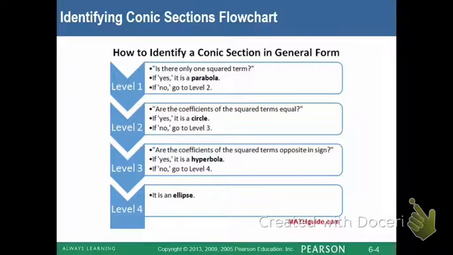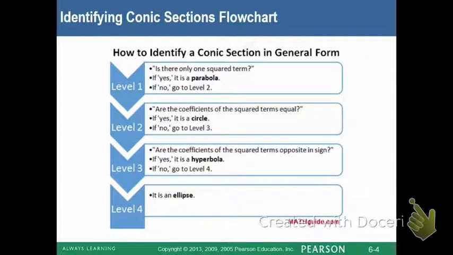So we are going to be given some problems. They are not going to be in standard form. And so we're going to have to be able to figure out what type of conic section we have based on just looking at the problem. So these are the steps that you want to go through to figure out what type of conic section it is. First, you want to look at what is being squared.